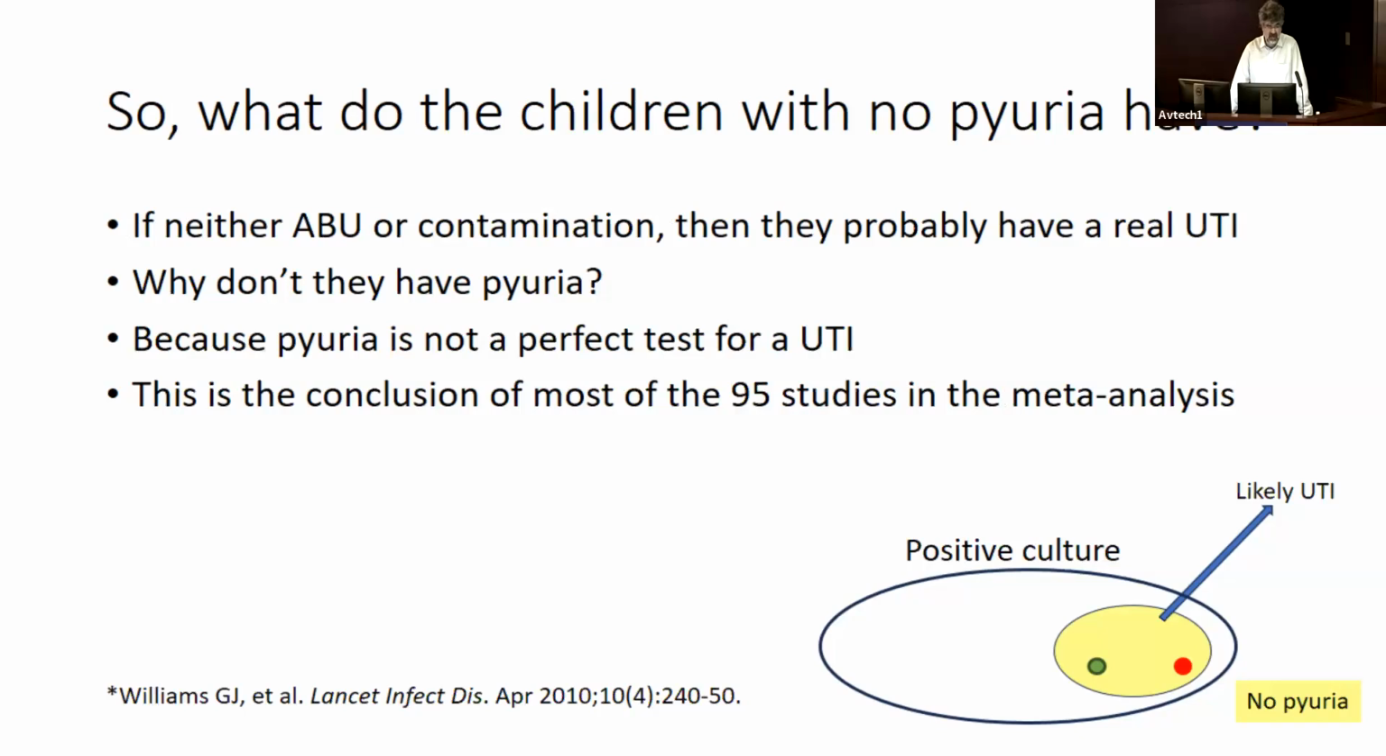Well, we know from that study that pyuria is not always present when there's a UTI. It's just not a good test. So it's not surprising that the pyuria is not there. And that's the conclusion that 95 authors drew when they did their individual studies. They concluded that the test was not so good, not that the urine culture was broken or that everybody had ABU or contamination.